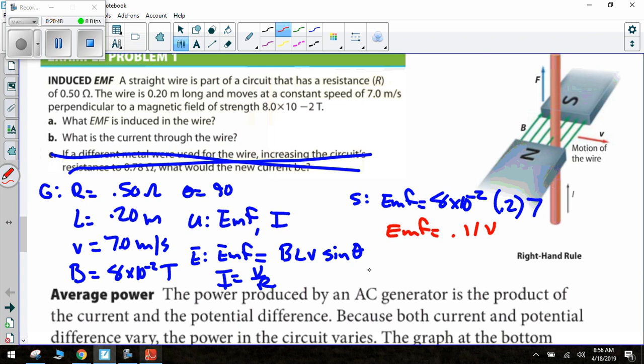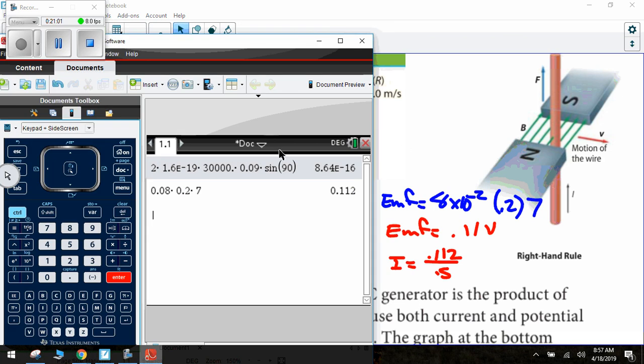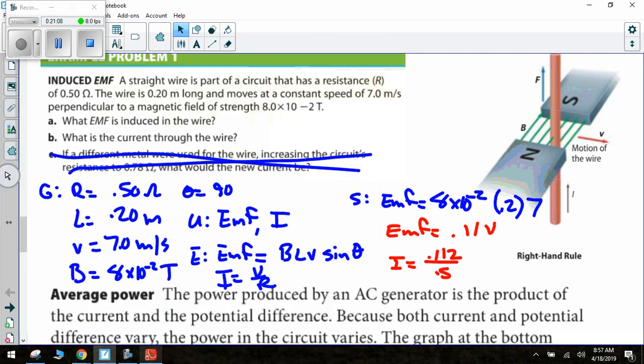And then, of course, I is V over R, right? So I is just equal to 0.112 over the resistance, which was 0.5. So go to the calculator, divide by 0.5, and we get 0.224, which is really 0.22 amperes. All right. Make sense?